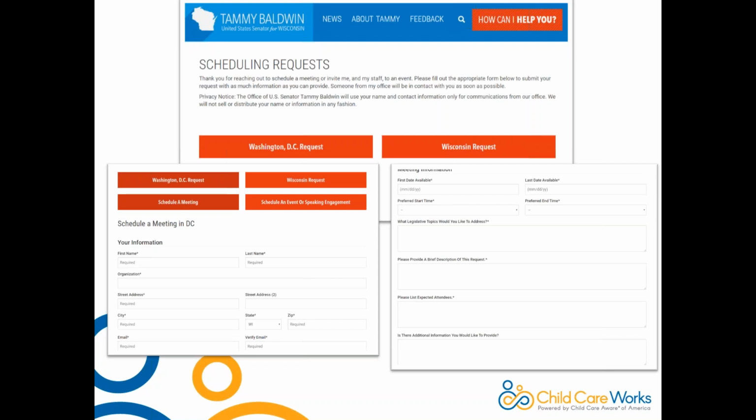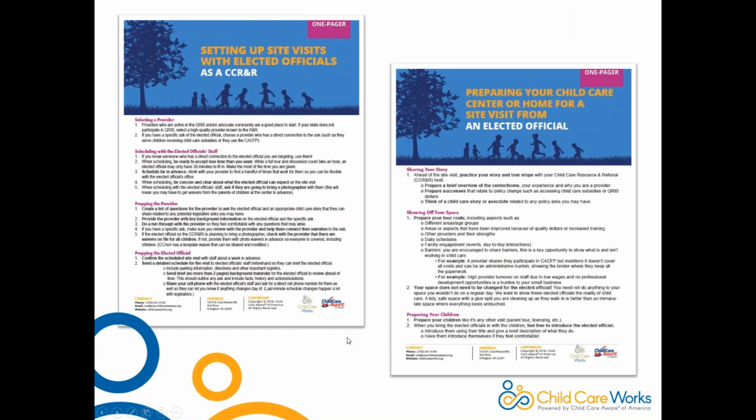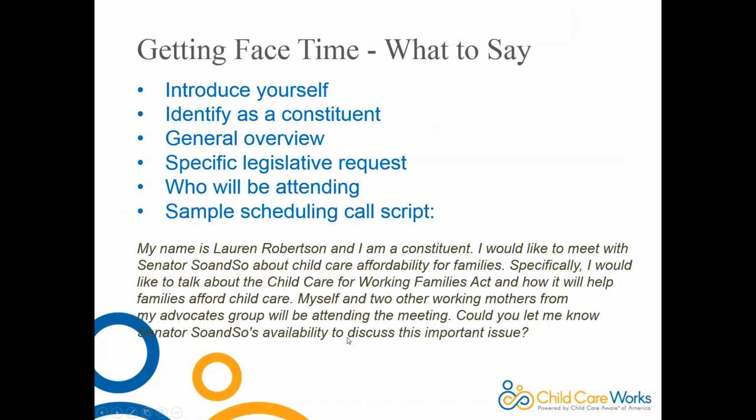So you just go on her website if you want to meet with her in DC or in Wisconsin, and you just fill out a little bit of information, and then they get back to you. This is really nice because you know you're not missing any information, but I would generally follow this format when sending an email or calling on the phone. I'm going to actually skip to this one and go back to that one.